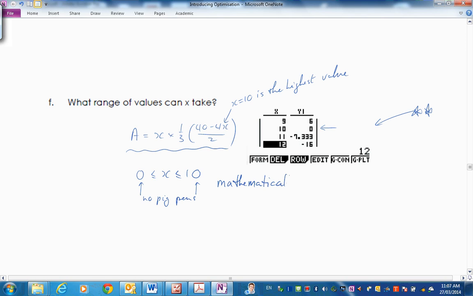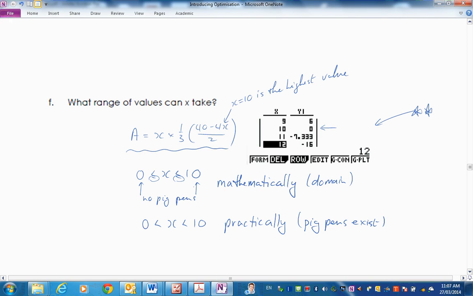So we'd call this the domain, or the set of possible X values for that function. But practically we would go right up to 0, but not include it, because this would be practically the domain to ensure pig pens actually exist if we go right up to those end values. They don't exist if we let X be 0 or 10. There is no actual pig pen.